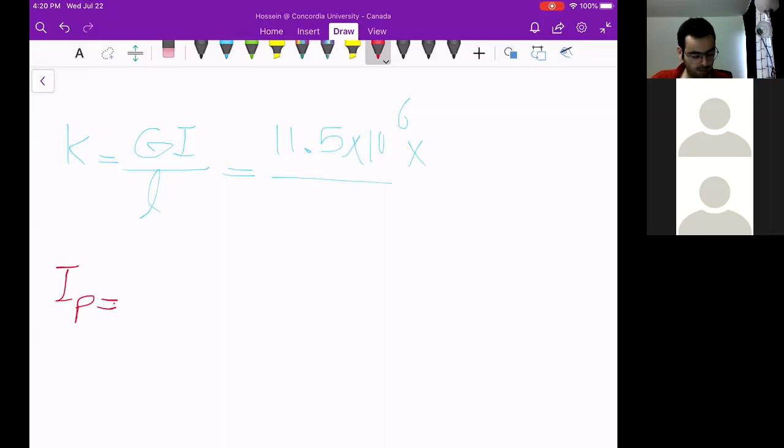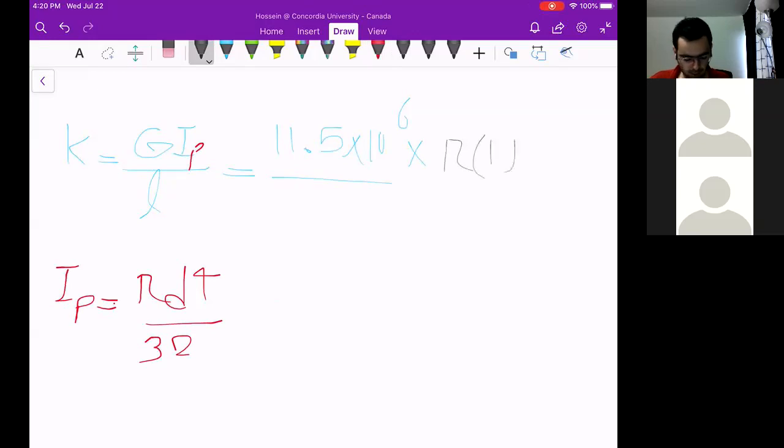I is the polar moment of inertia, the second area moment of inertia, which is pi d to the power 4 over 32. So then you could go for pi. The left beam has a diameter of 1 inch to the power 4 divided by 4, and there is L. L is the length of the beam, which is given as 12 inches.